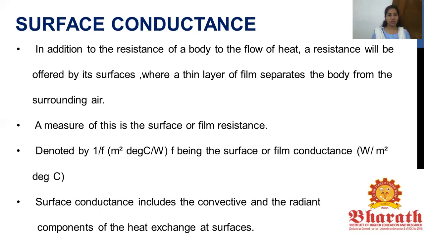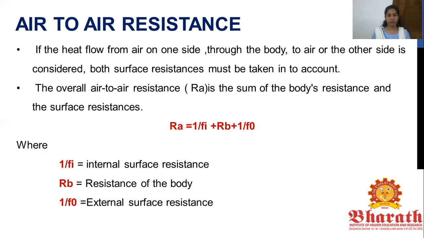It is usually denoted by 1 by F, so we are already giving it as a reciprocal, with F being the surface or film conductance. The surface conductance includes the convective and the radiant components of the heat exchange at the surface. Coming deeper into that, it's talking about air-to-air resistance. So if the heat flows from air on one side through the body to the air on the other side, it's talking about another factor.